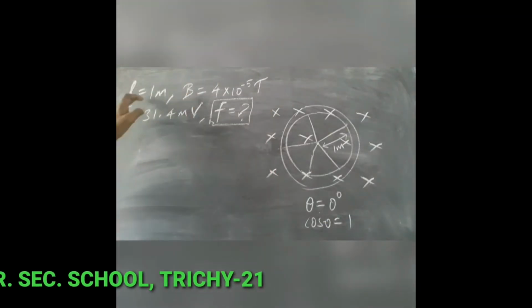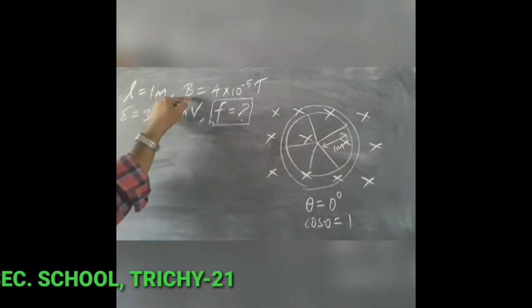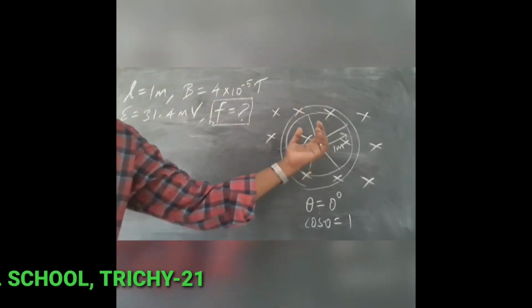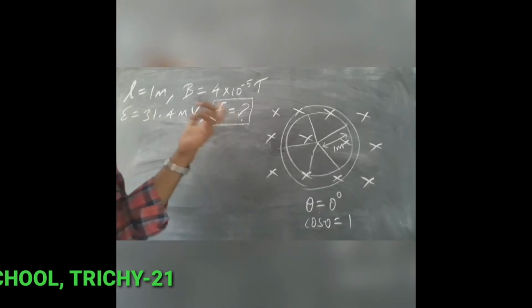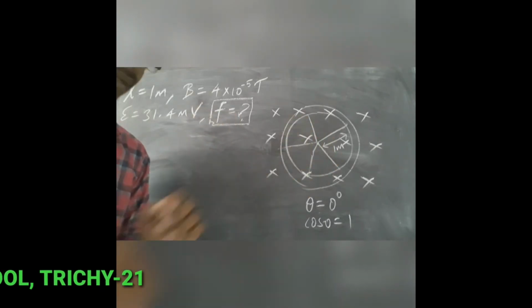These are the given values. Length of the spoke of the wheel is 1 meter and the magnetic field value is 4 into 10 to the power minus 5 and EMF induced in the spoke is 31.4 millivolt. Then we have to find the rate of revolution of the wheel. In 1 second, how many revolutions of the wheel will take place, that we have to find. Frequency we have to find.